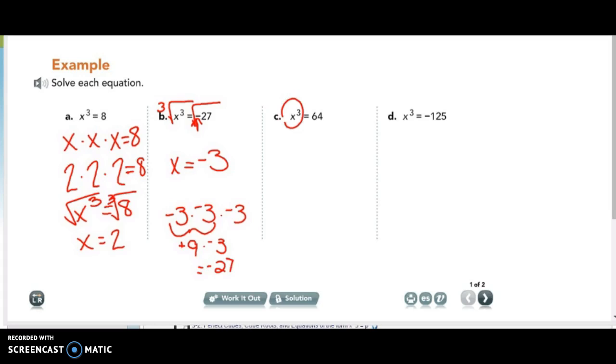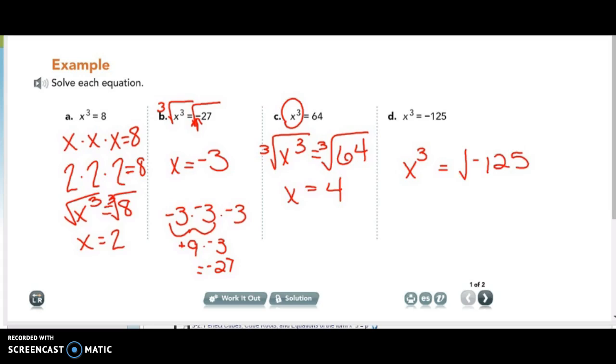So here we have x cubed equals 64. I'm going to cube root both sides. So I'm going to have x equals 4, and it can only be a positive 4. And this one, I have x cubed equals negative 125. I'm going to cube root both sides, and I'm going to have x equals 5. And that has to be a negative because my 125 is also negative.